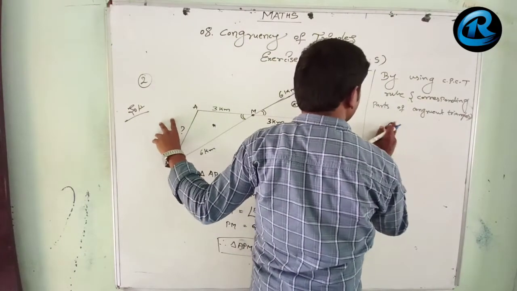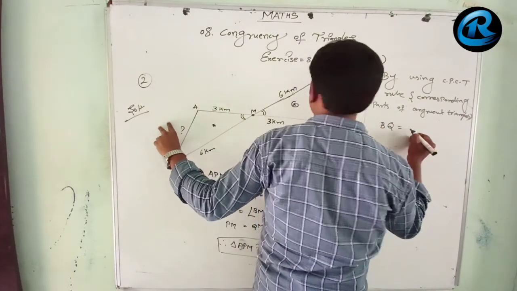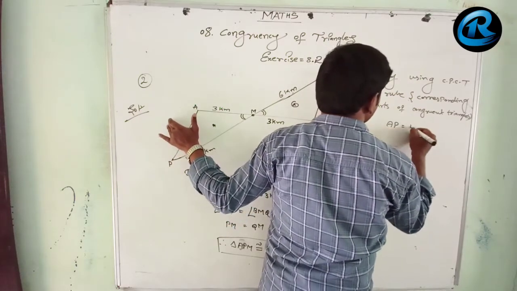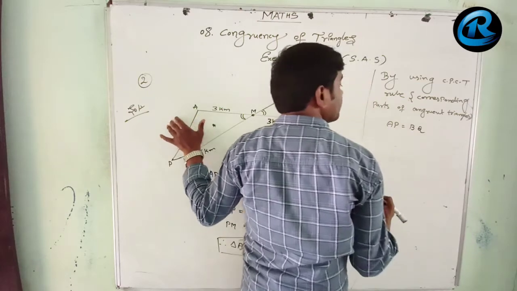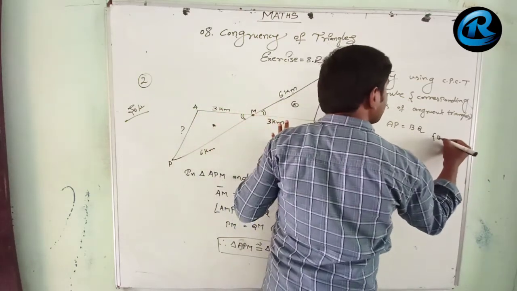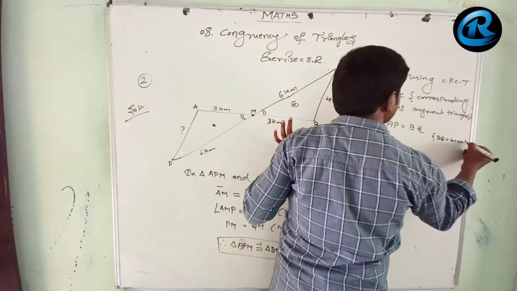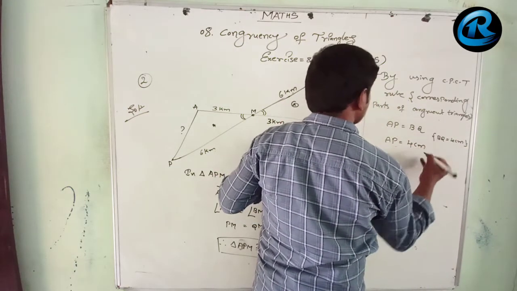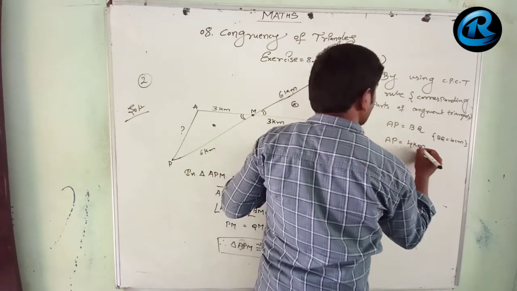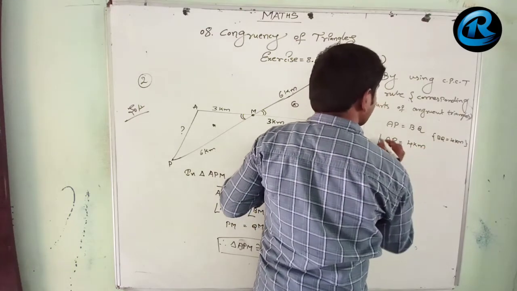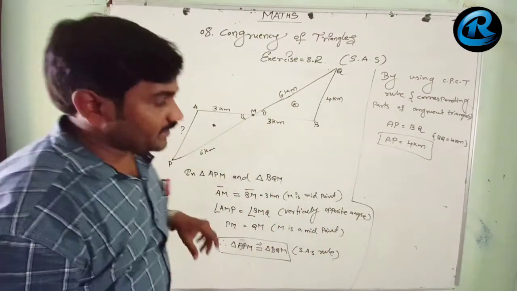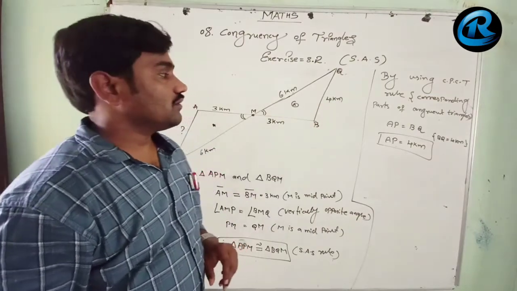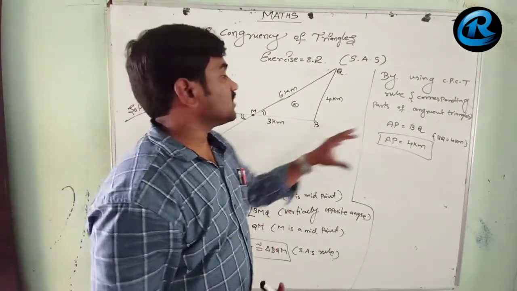That means here BQ is equal to AP, or AP is equal to BQ. But as you know, given that BQ is equal to 4 centimeters, so AP is equal to this BQ value, which is 4 kilometers. So we need to find the distance AP, which is equal to 4 kilometers. How? By using the CPCT rule.